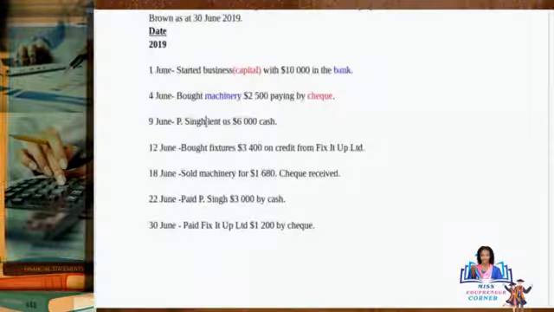So we're going to place P. Singh in red. And if P. Singh lent Sandra $6,000 cash, this simply means that Sandra is receiving cash. So cash is increasing in the business. Cash is an asset, and when asset increases, you are to debit.